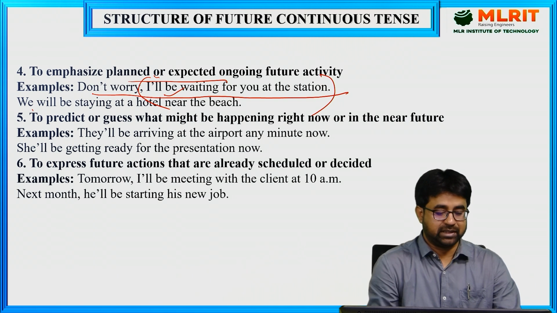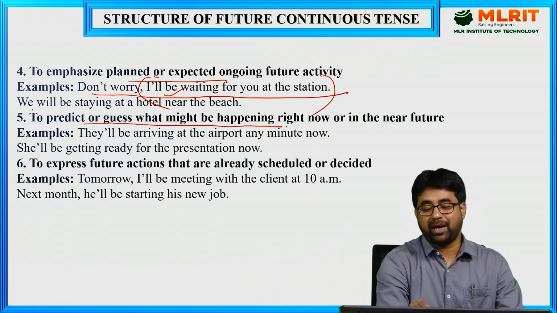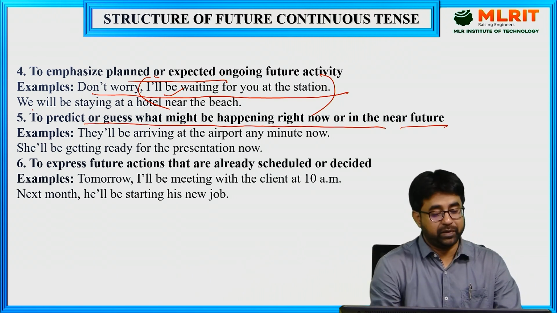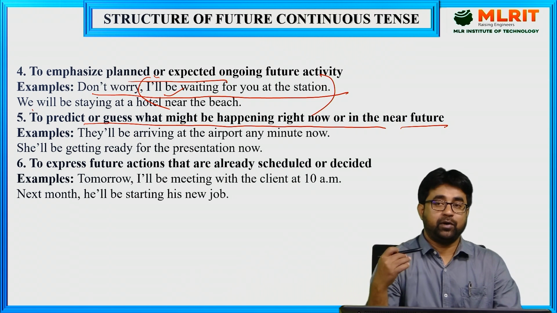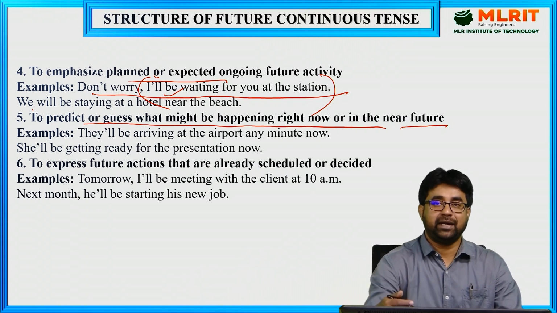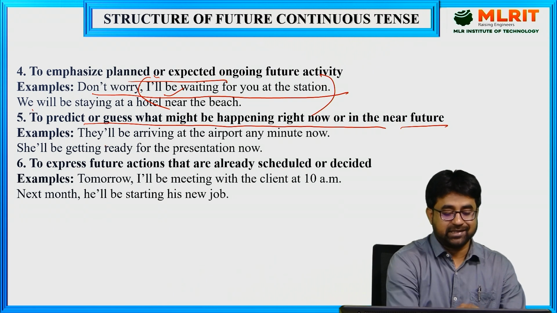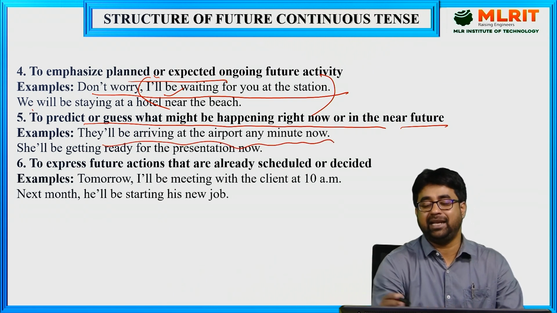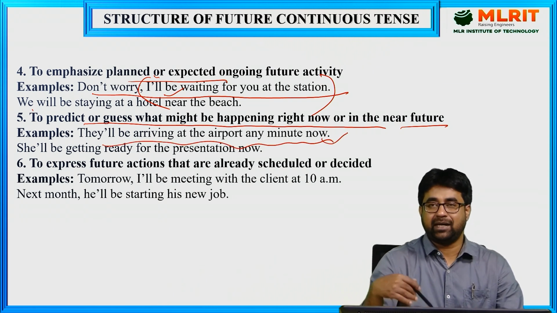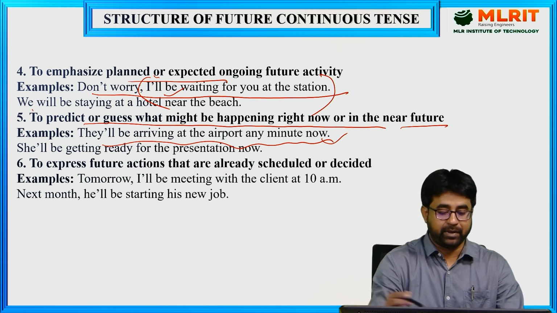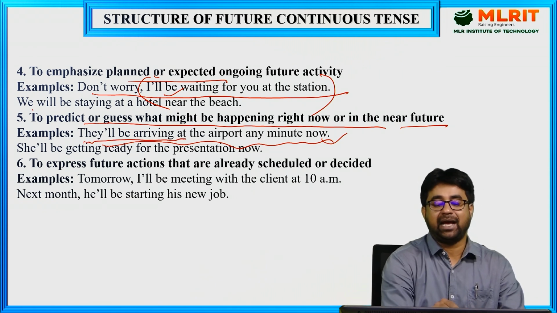Future continuous tense. To predict or guess what might be happening right now or in the near future. So if I want to predict what is going to happen right now or in the near future, then also I am supposed to use future continuous tense. They will be arriving at the airport any minute now. So it's about an immediate future event that would be happening. That's why they will be arriving at the airport.